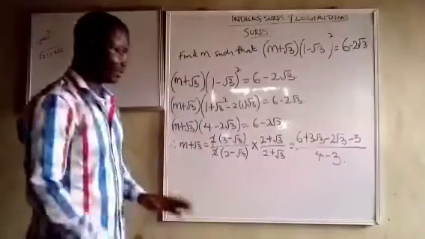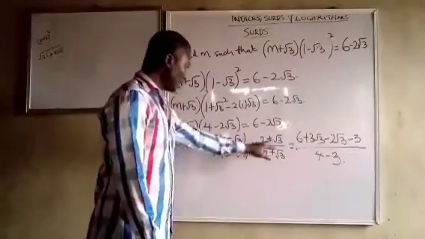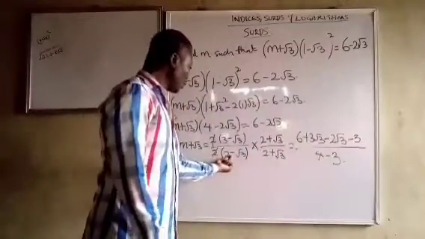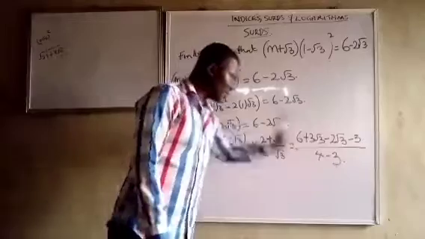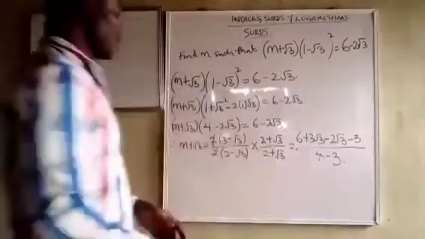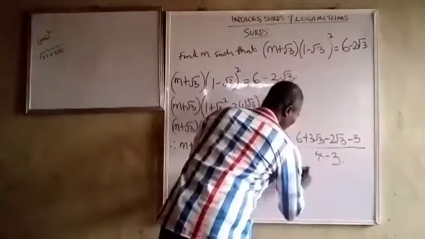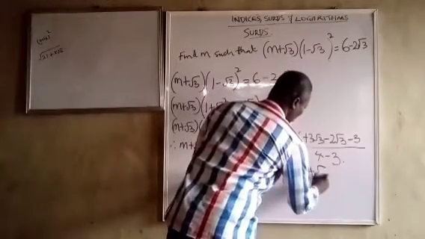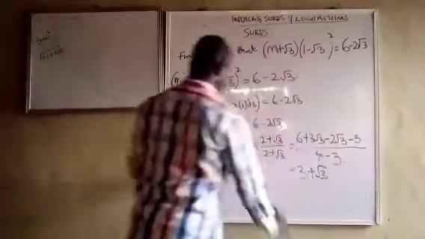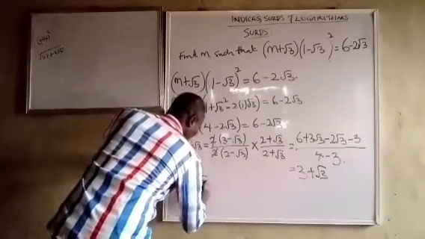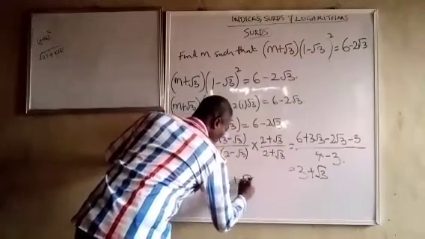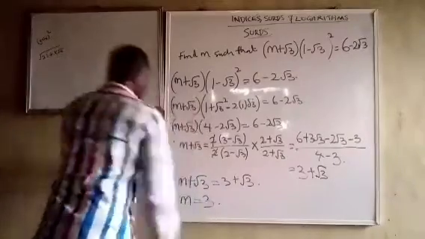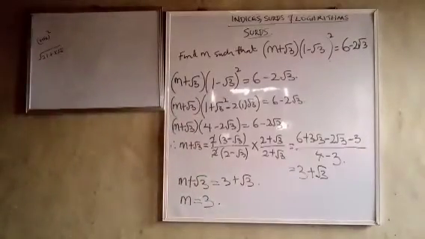Please, I want you to get this thing straight. I multiply this with each of these terms, and minus 3 with each of these terms. This one is 2 squared minus 3 squared. That gives me this straight up. So at the end, you see that 6 minus 3 is equal to 3. Root 3 plus 3 root 3 minus 2 root 3 is equal to plus root 3. And 4 minus 3 is equal to 1. So m plus root 3 is equal to 3 plus root 3. So subtracting root 3 from both sides, we have m equals 3. So our answer is m equals 3.